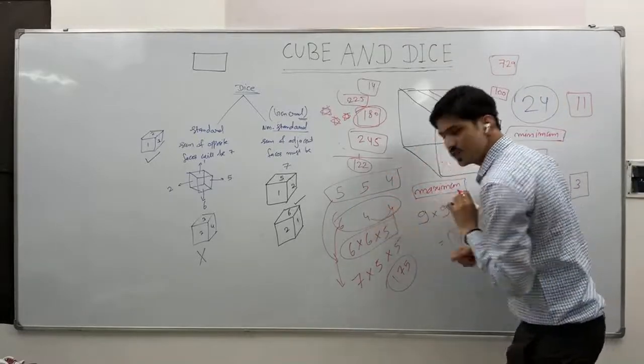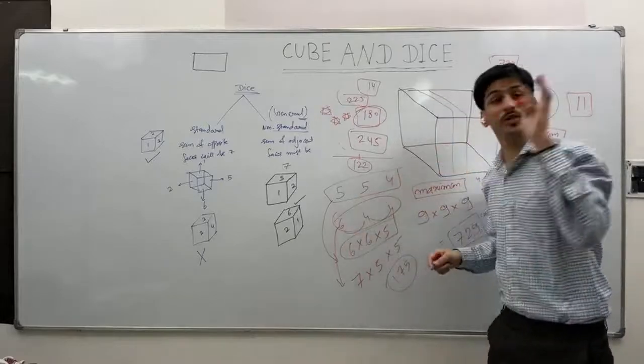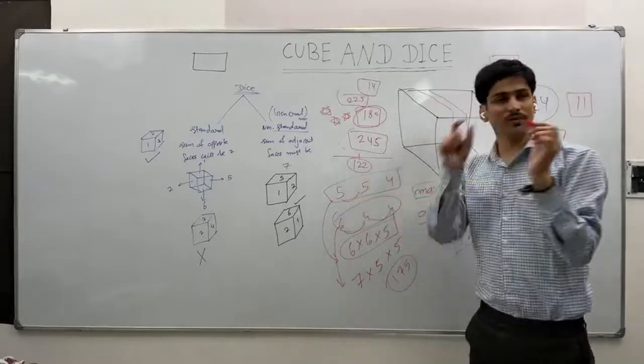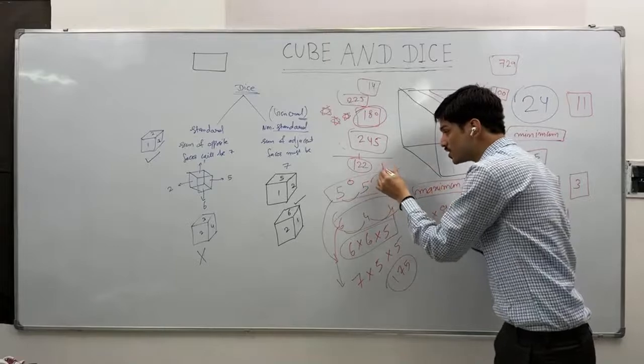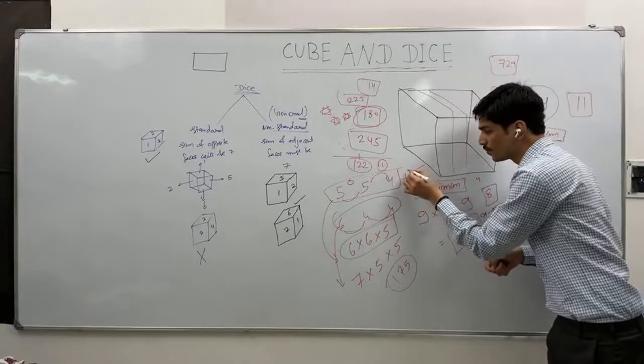You can see this difference is 0. That's perfectly fine. But 6 minus 4 is 2. But here you see 5 minus 5 is 0. And here difference is 1. It means this will work.